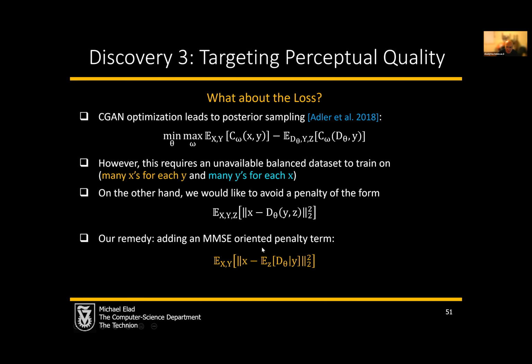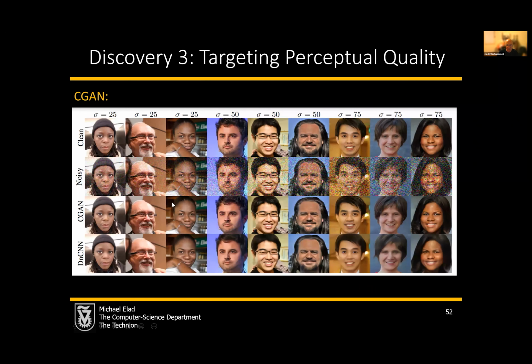And this should be close to X. And if I do this as a loss function, then I'm avoiding this pitfall of mixing distortion and perception. And this is what we did. And we get MMSE free.